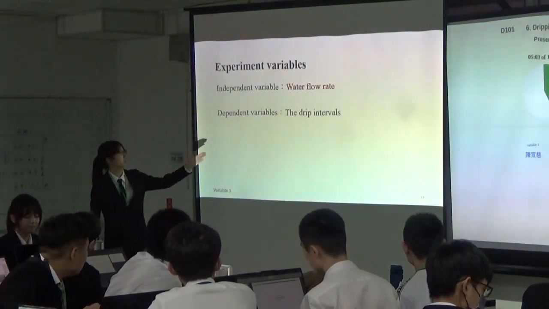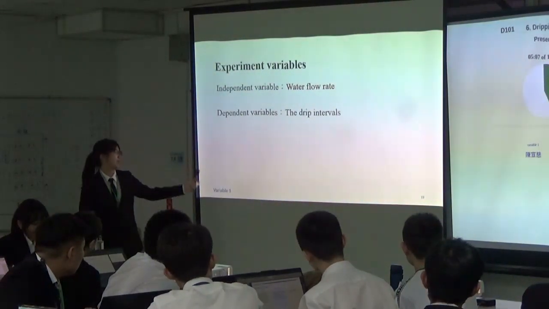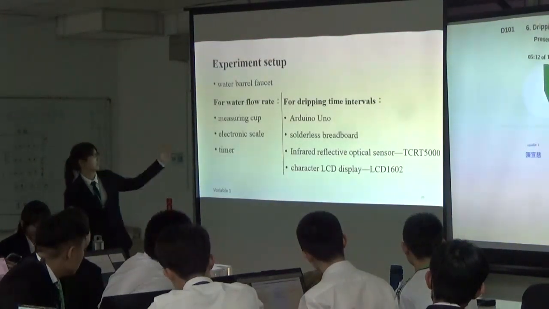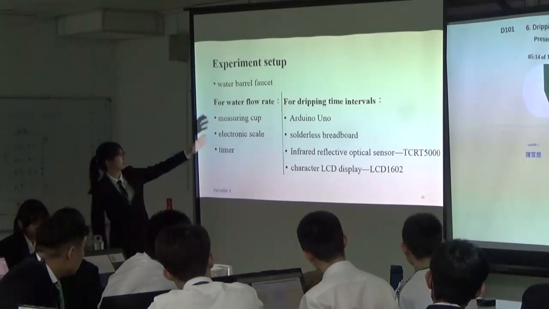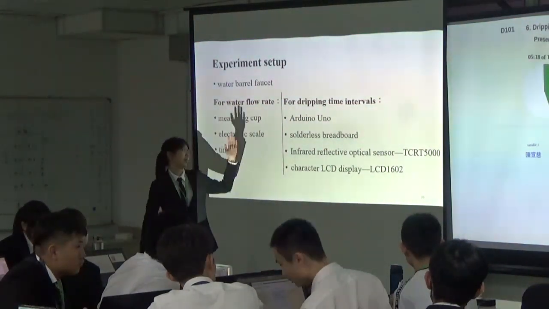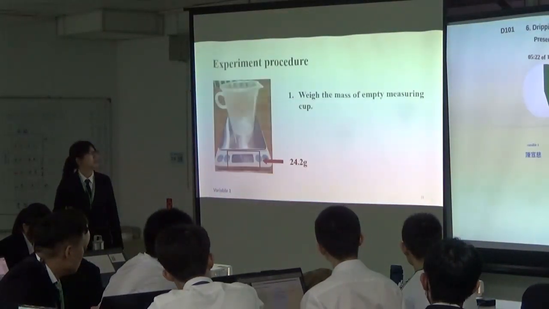So here are my variables. My independent variable is the flow rate, and my dependent variable is the drip time intervals. And here's my setup. We've got a faucet, and for the water flow rate, we've got a measuring cup, a scale, and a timer. For the dripping time intervals, we have an Arduino, a breadboard, a sensor, and also a displayer.